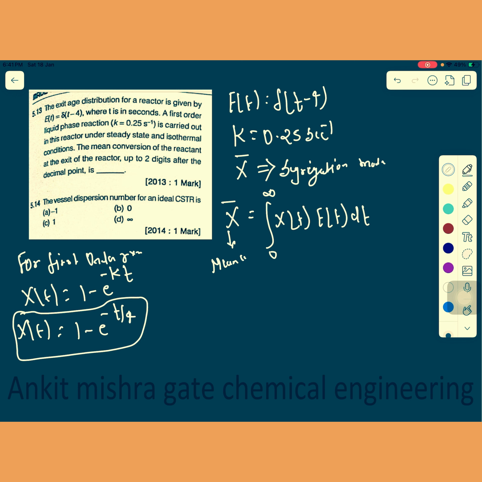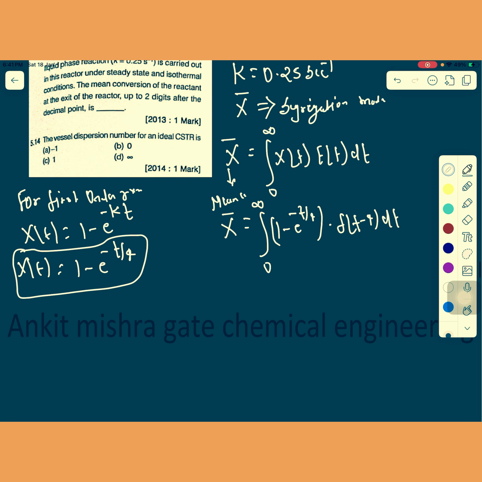Now let's move towards the mean conversion value. X bar will be written as the integral from 0 to infinity of (1 minus e to the power minus t by 4) times E(t). And what is E(t)? E(t) is delta(t minus 4) dt. Now here comes the concept of the Dirac delta function.